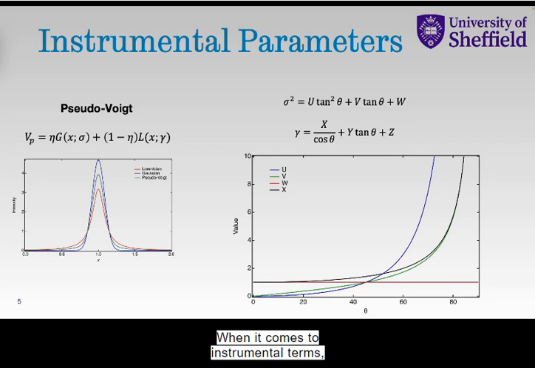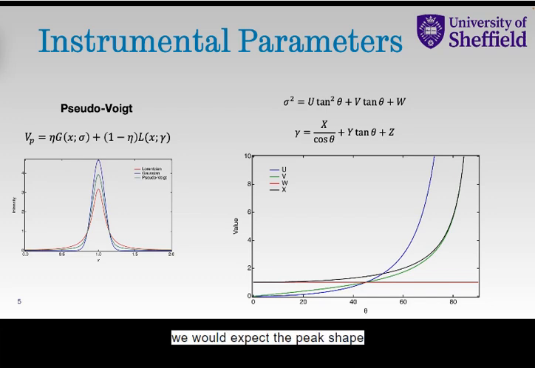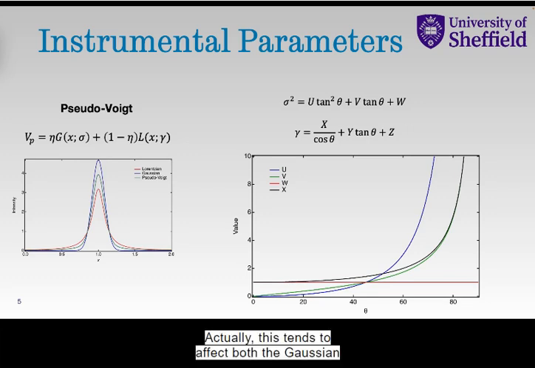When it comes to instrumental terms, depending on the optics that we've used and the setup of our instrument, we'll get some sort of peak broadening caused by that setup. For example, if we change the divergence of the beam, we would expect the peak shape and the peak width to be affected by that. And actually, this tends to affect both the Gaussian and the Lorentzian terms within our pseudo-Voigt. And very often what we do is we model this by a certain equation called the Caglioti function. And this is shown here on the right-hand side.